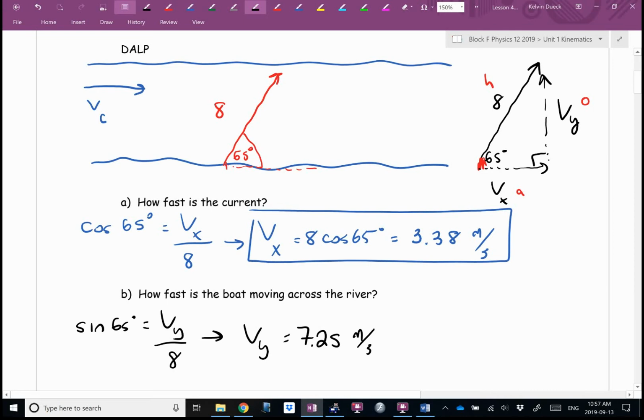So the boat is traveling north at 7.25 meters per second. The current is pushing it east at 3.38 meters per second. And the person on the shore sees the boat moving kind of diagonally. It's kind of weird because the boat is still pointing straight north. It's kind of crab walking sideways across the river, which is what happens all the time in a cross current or a cross wind.